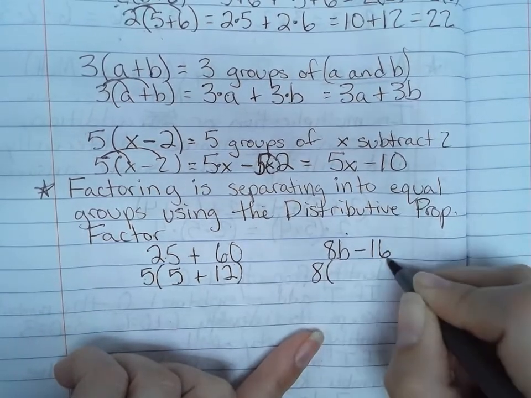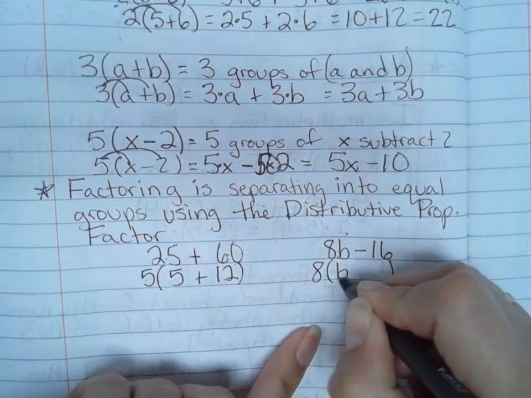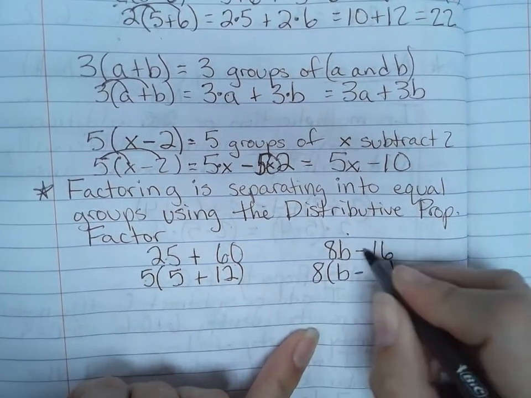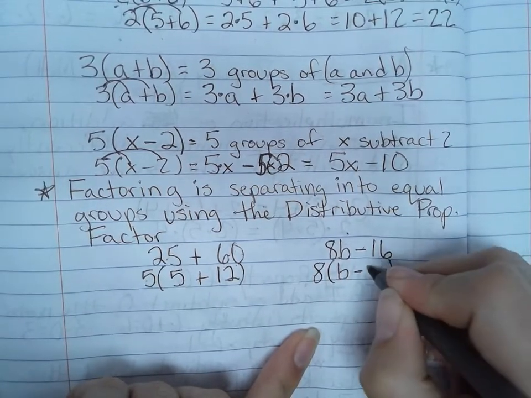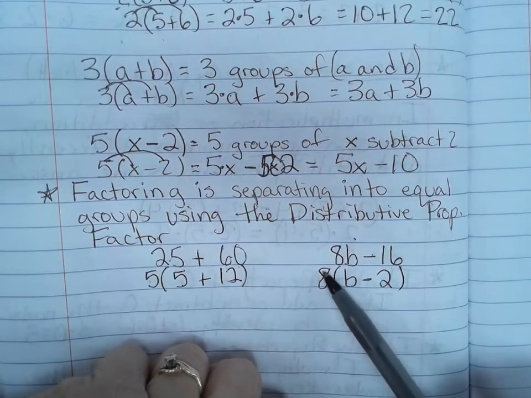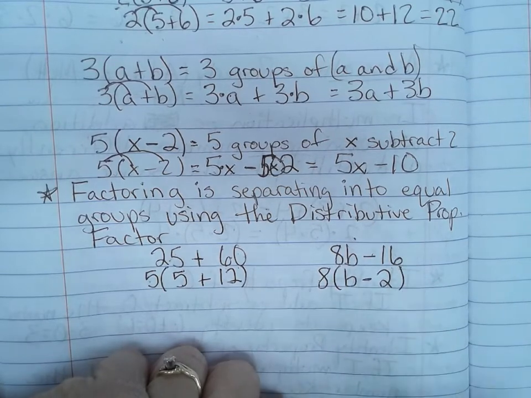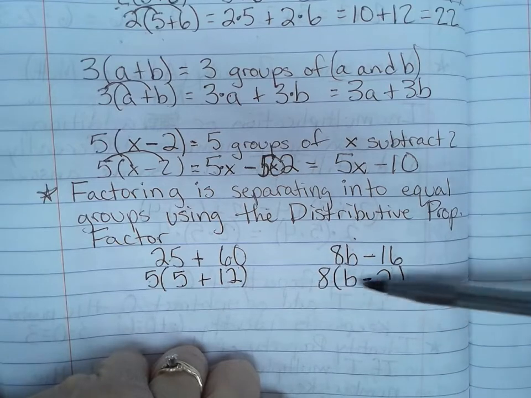But now I have to think backwards. 8 times what gives me 8b? Well, b, minus, because they have to match, 8 times what gives me 16? 2. If I want to check myself, I can multiply backwards. 8 times b is 8b, minus 8 times 2 is 16. So this is simplified. This is factored.